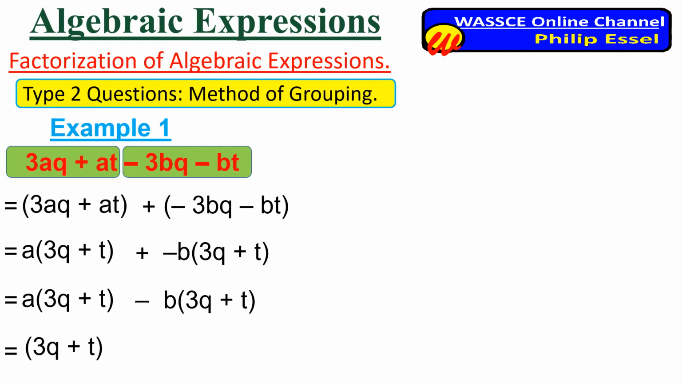We would then merge the items outside of the bracket into one factor. So the items outside of the bracket are A, then negative B. So when we merge these two items together into one factor, we would get A minus B.